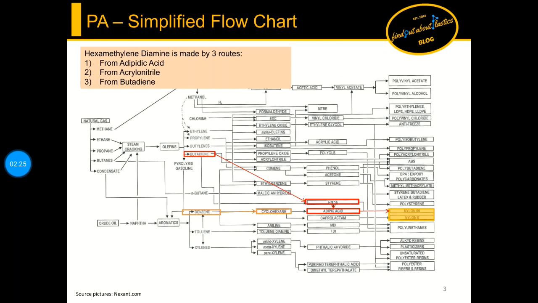Polyamide 6.6 can be polymerized using hexamethylene diamine and adipic acid. Both have 6 carbon atoms, leading to the nomenclature of 6.6. HMDA can be obtained over 3 routes: from the adipic acid route, from hydrogenation of acrylonitrile, and from hydrocyanation of butadiene.